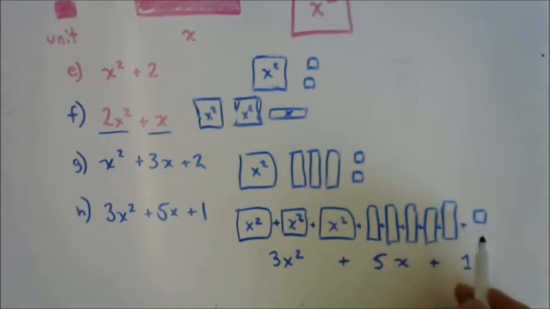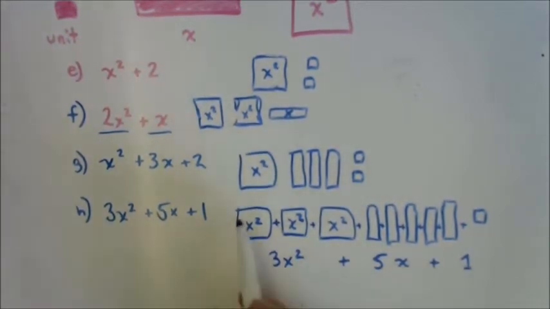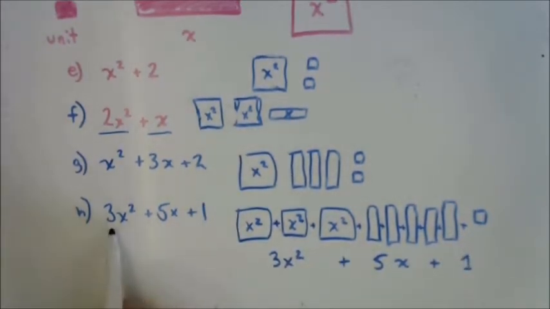Like the 3x squared and then plus, and then the 5x. This is a visual representation of what this is. You have x squared plus x squared plus x squared plus x plus x plus x plus x plus x plus 1.